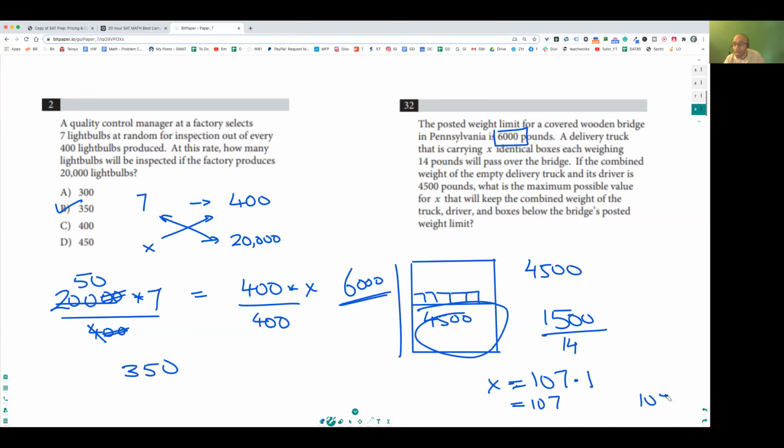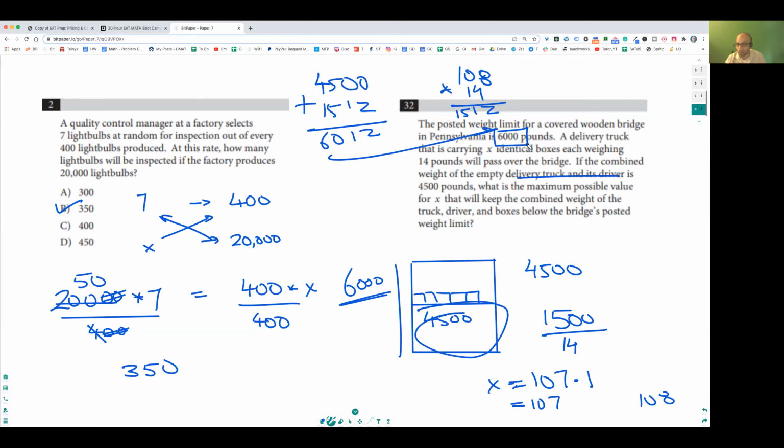Let's see what happens if it becomes 108. You've already got 4,500 for the truck and the driver, and then you add 108 times 14. What happens if you have 108 times 14? You get 1512 over here. That makes it above 6,000 pounds. That is why 108 is not the right number.